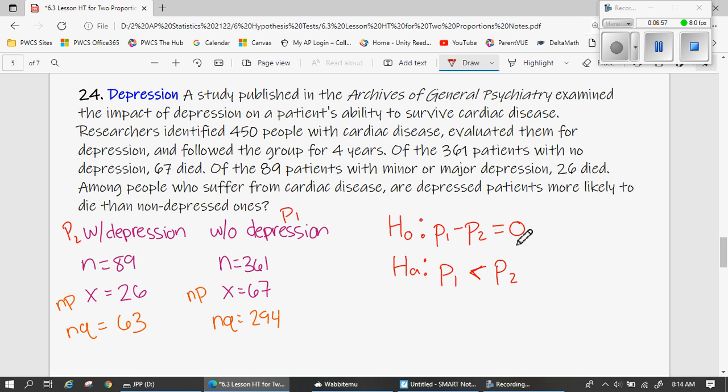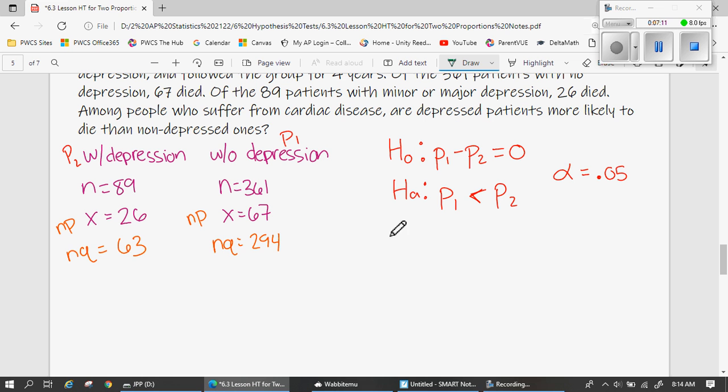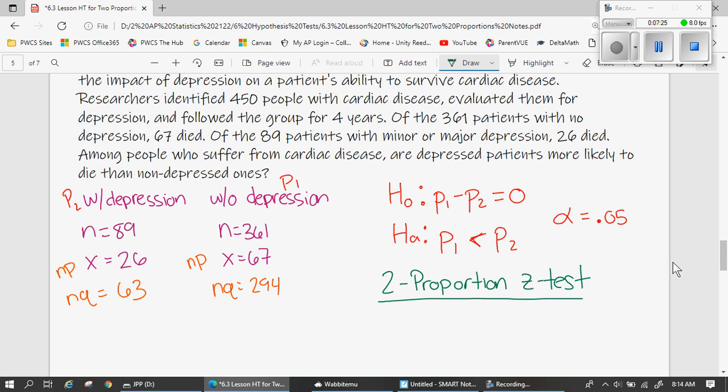We want to establish our alpha, our significance level, right off the top. Since it's not specified, we're going to use 0.05. That's what we're going to compare our p-value to at the end. And so what we want to do is run a two-proportion z-test, and we're going to use our calculator. We need to make sure our assumptions and conditions are met.